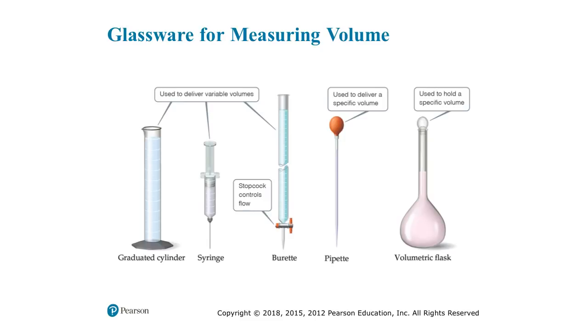Now we have lots of different glassware in the lab that we use for measuring volumes, and we have different types of tools for different sorts of scenarios. So we see a graduated cylinder. Now a graduated cylinder, this device here, is good for when we're trying to add volumes with about plus or minus 1 milliliter of precision.